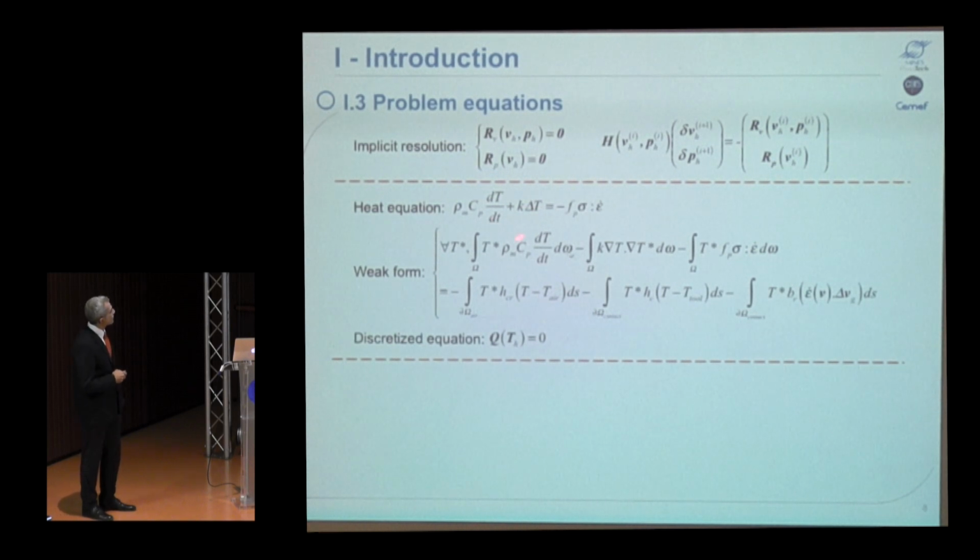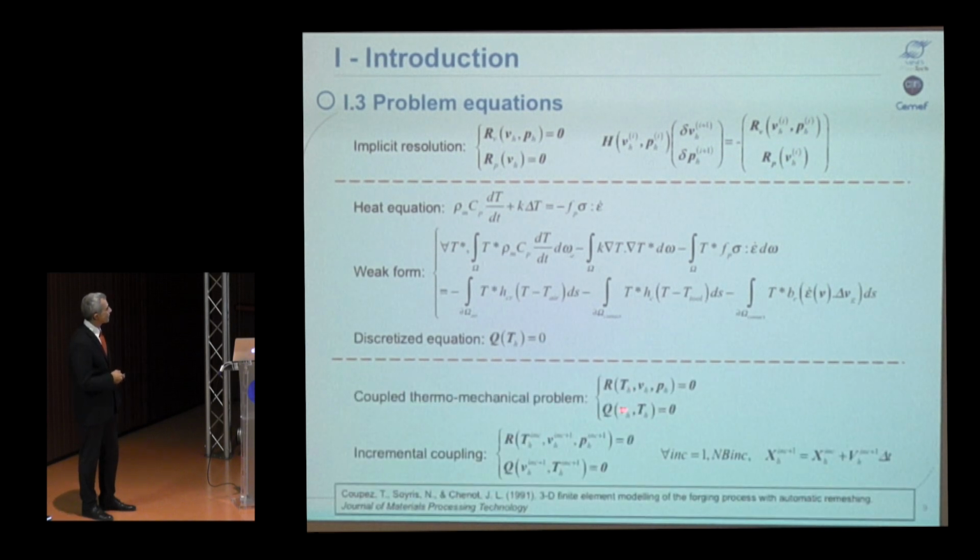Simultaneously, we can solve the heat equation with the Galerkin formulation, and we end up with a coupled problem. Because we have very small time steps, and because the thermal coupling is not too large, we can use an incremental coupling, which means that we solve the mechanical and then the thermal resolution in sequence.